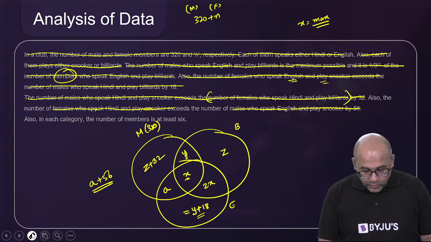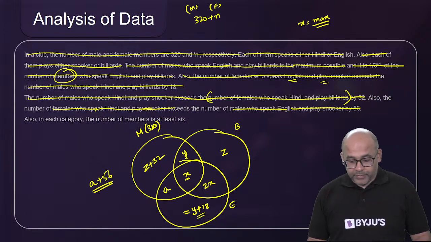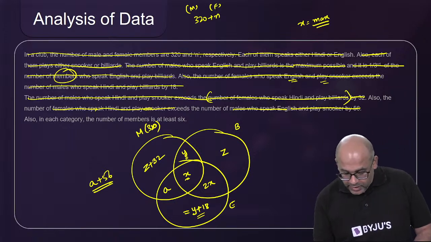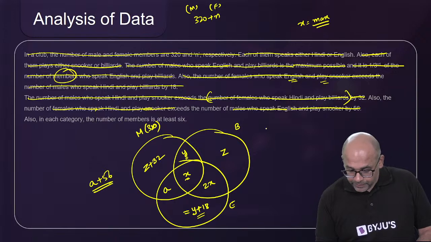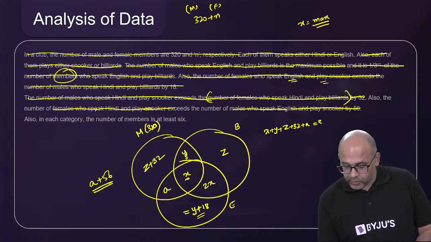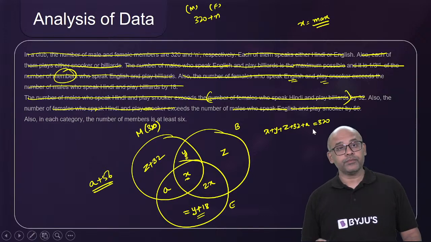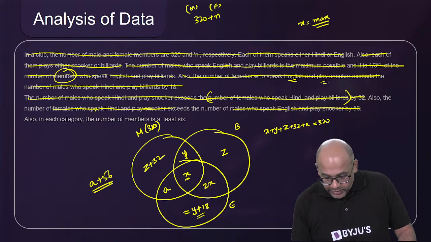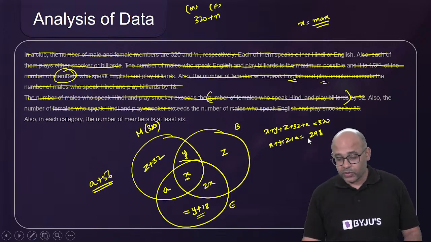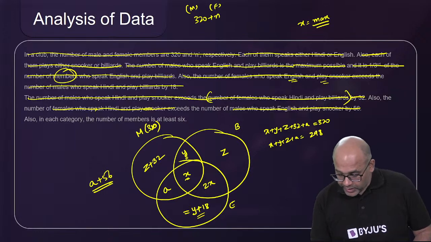Okay, so now let's start looking at males. My male population is 320. So I have X plus Y plus Z plus 32 plus A equal to 320. Clear? Which means X plus Y plus Z plus A is 320 minus 32, which is 288.